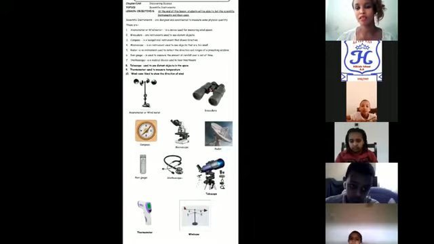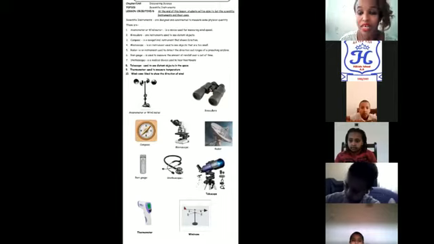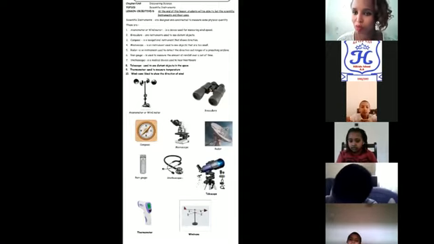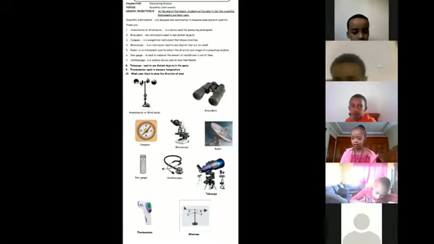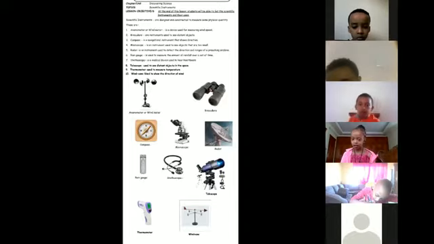Okay. So the first scientific instrument is anemometer, or wind meter. Anemometer or wind meter is used to measure the speed of a wind. The first scientific instrument is anemometer or wind meter, used to measure the speed of a wind.